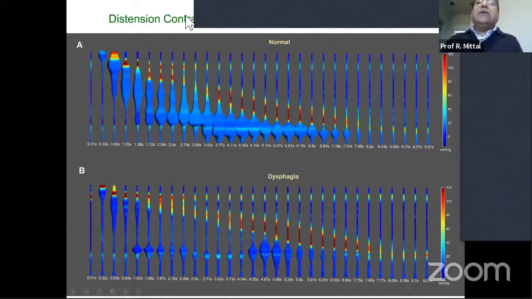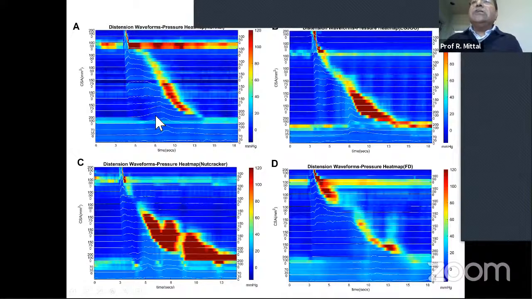So these are some of the examples of looking at normal distension. This is in a patient with achalasia with dysphagia. It doesn't distend well. I don't want to go into detail today, but there is a problem in the temporal relationship between when the esophagus distends in relationship to contraction, and these distension contraction plots can tell you. This is in a nutcracker esophagus. This is somebody with functional dysphagia who is not distending well at all.